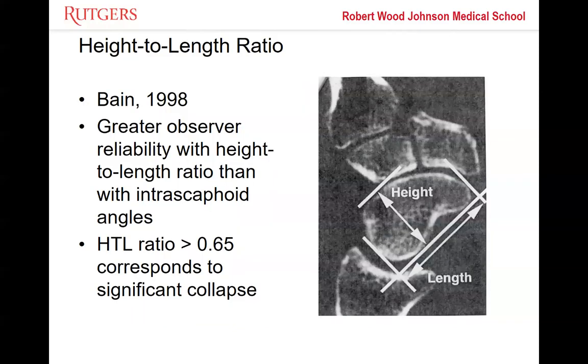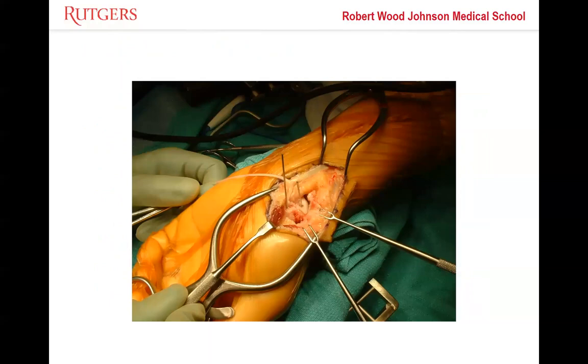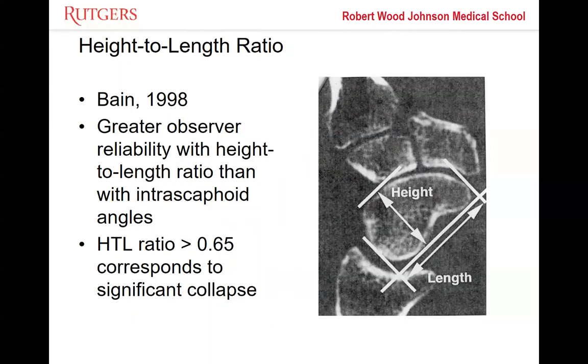And this is just an examination of a height to length ratio. I don't typically use this, but this is just an example of a distal pole that's flexed down. And basically when you look at the ratio between the height and length, as those start to get closer, then you know that you have more collapse. And on a true lateral. Yeah.